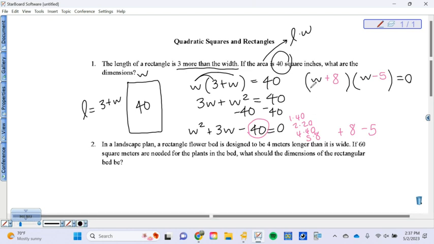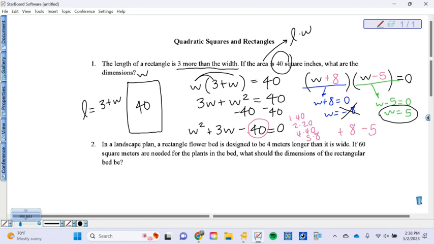And if those two things multiply together to get to 0, then that means either W plus 8 equals 0 or W minus 5 equals 0. If W plus 8 equals 0, what would W have to be? Negative 8. And if W minus 5 equals 0, what would W have to be? Positive 5. Can I have a negative width? No, we can't have a negative width. So that means W must be 5. This one wouldn't work.